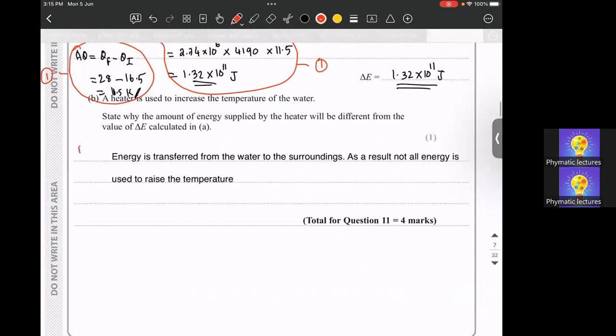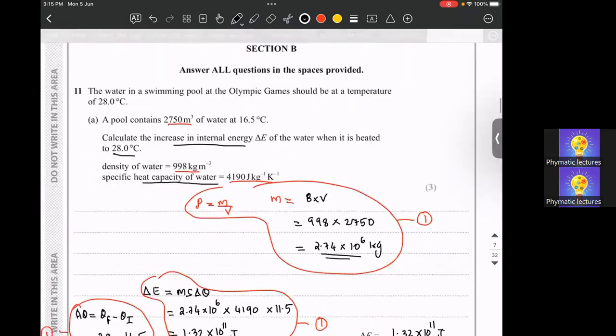Hope you got the idea about this part. So in this kind of questions, don't mention energy is lost. Energy is not losing, because according to conservation of energy, energy is neither created nor destroyed. You can mention like this: energy is lost to surroundings. That is okay. But simply saying energy is lost is not actually a valid statement. Fine. So that's about this question number 11.